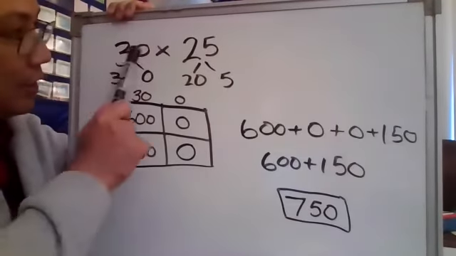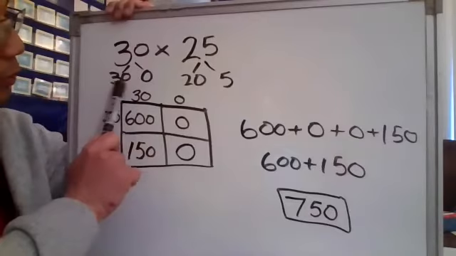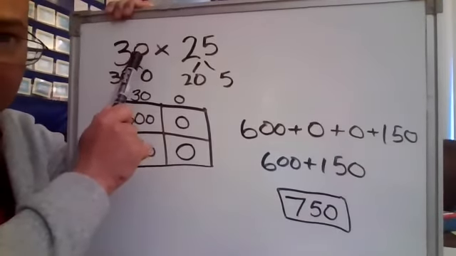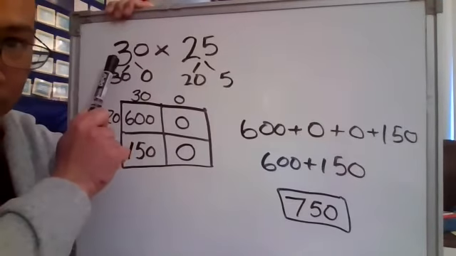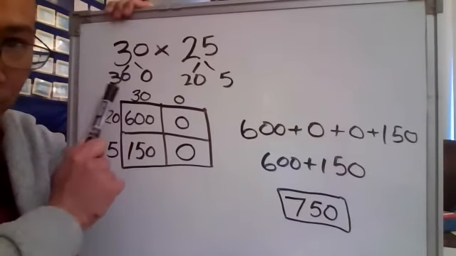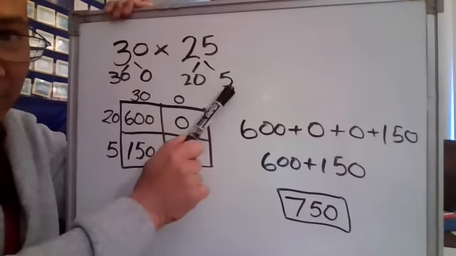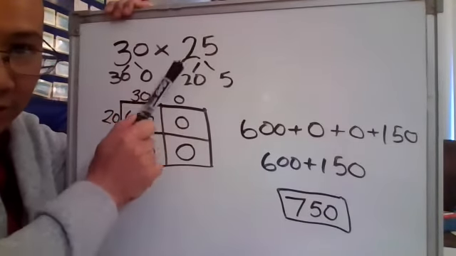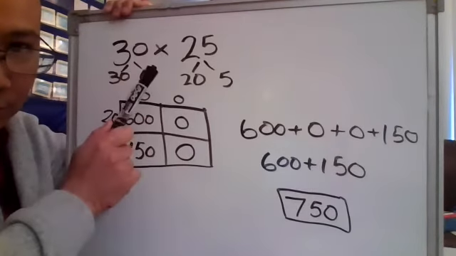problem. 30 times 25. If you break 30 down, it'll become 30 and 0, because there's a 0 in the ones place. The ones place goes here. There's 0 ones. There's 3 tens. There's 30. 25 becomes 20 and 5, because there are 5 ones and there are 2 tens here. So there's 20 and 5. Here there is 30 and 0.